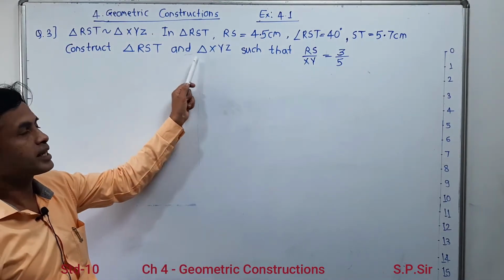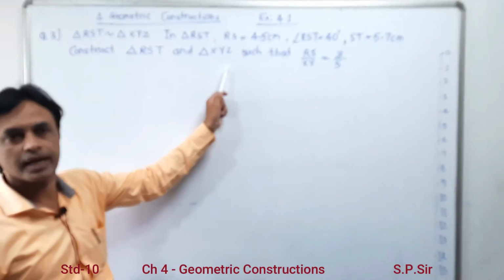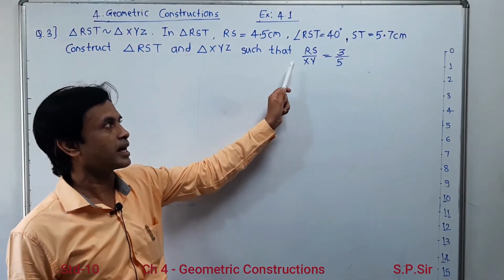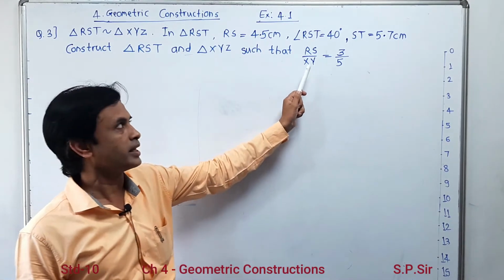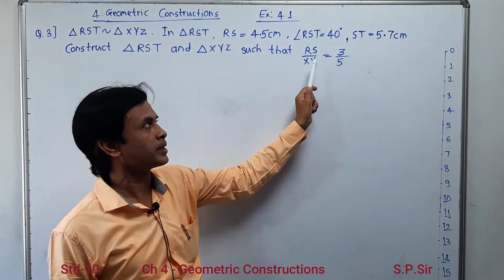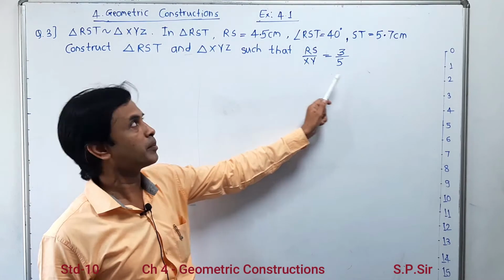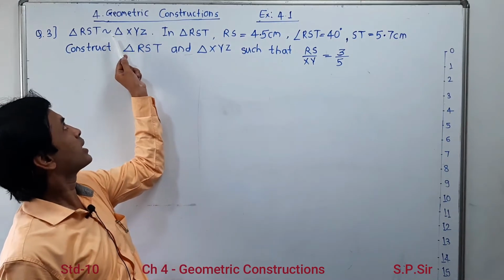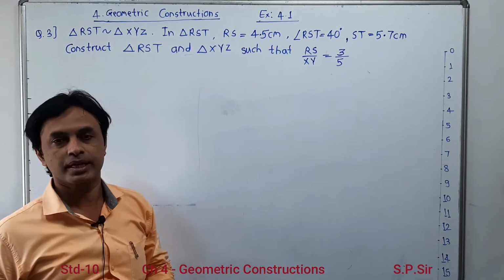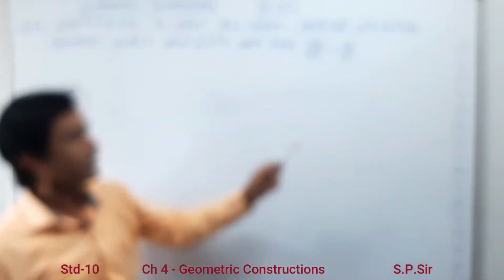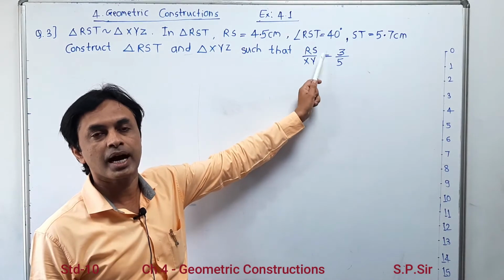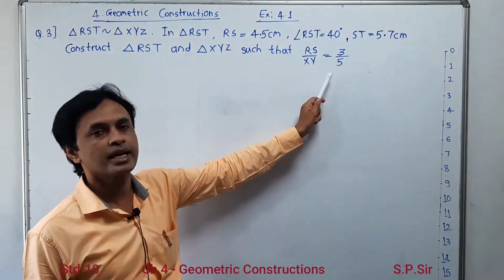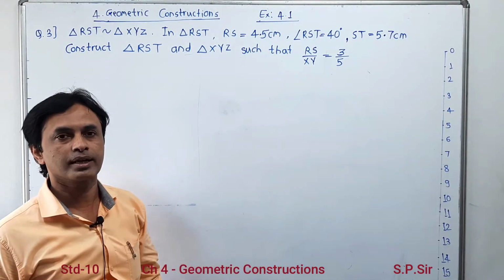Construct triangle RST and triangle XYZ such that RS is to XY is 3 is to 5. It indicates that if RS is 3 times, then XY is 5 times. Remember, in these triangle RST and XYZ problems, the points are separate. And second, RS is 3 times, then XY is 5 times, which means triangle RST is the smaller triangle and triangle XYZ is the larger triangle.